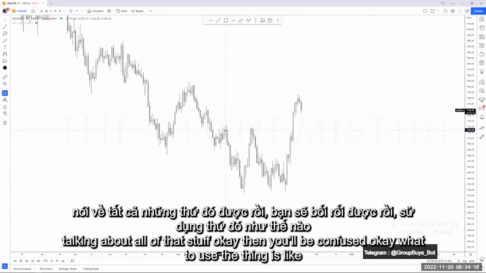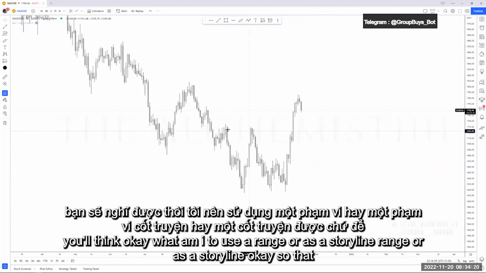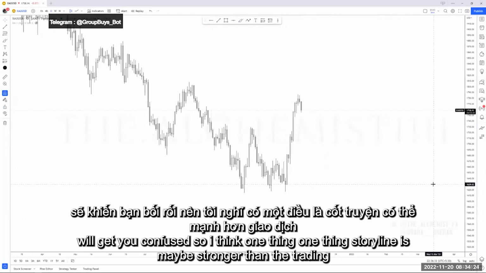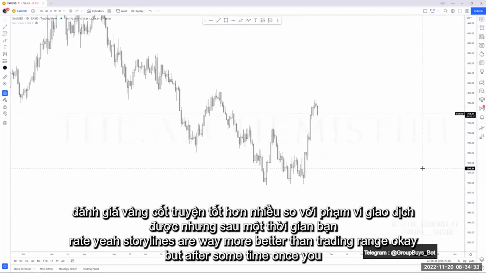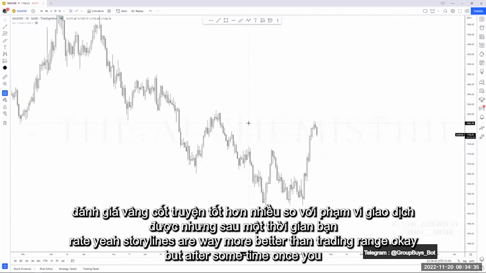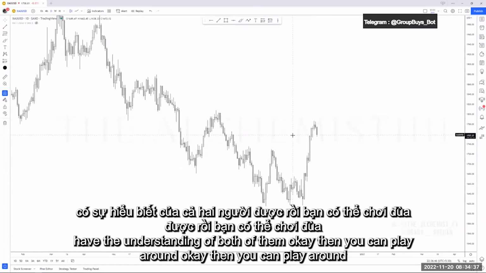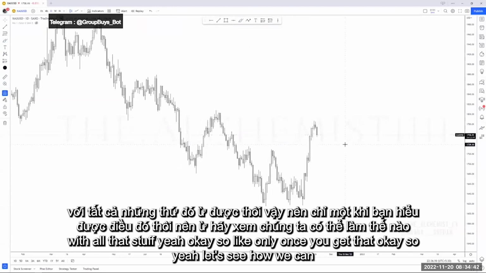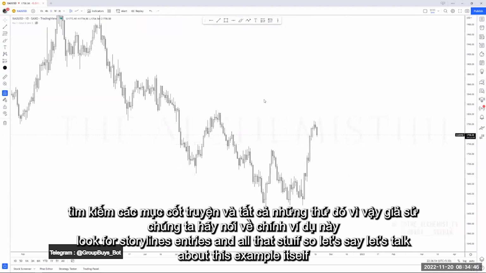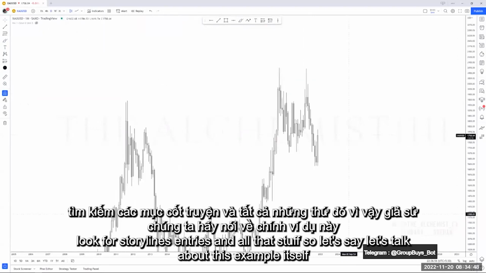You'll think, what am I to use, a range or a storyline? That will get you confused, so I focus on one thing at a time. Storylines are way better than trading ranges. But after some time, once you have an understanding of both of them, then you can play around with all that stuff. So let's see how we can find entries for storylines.